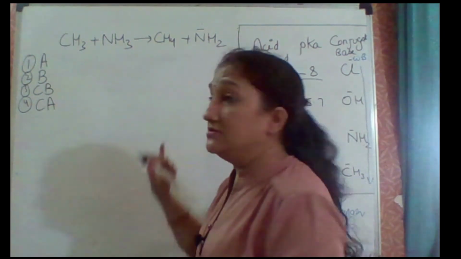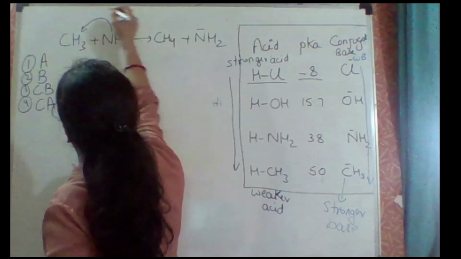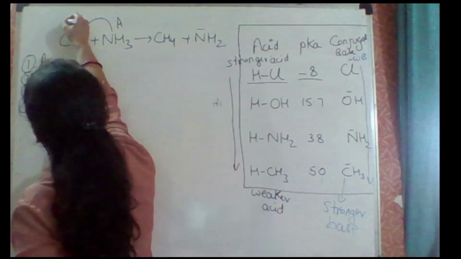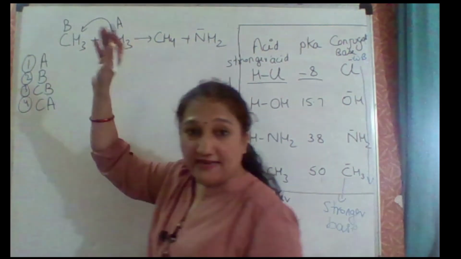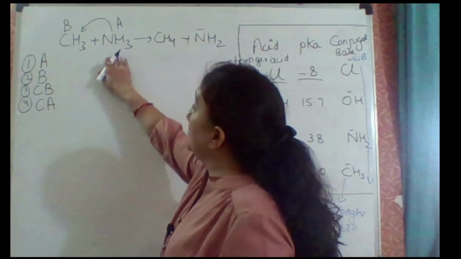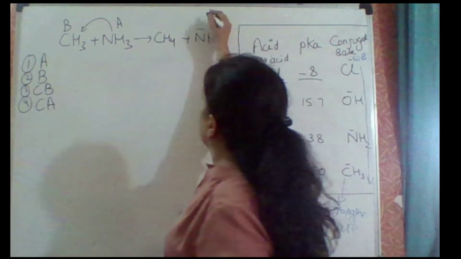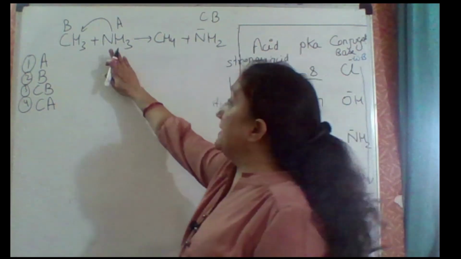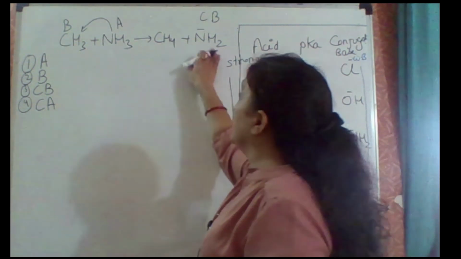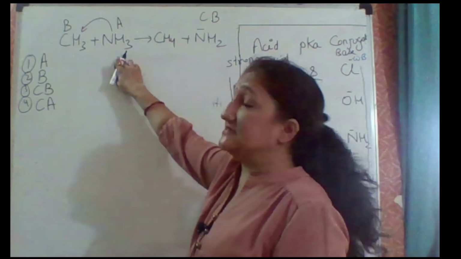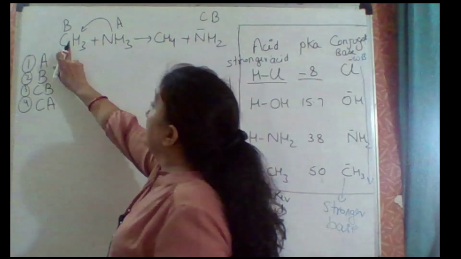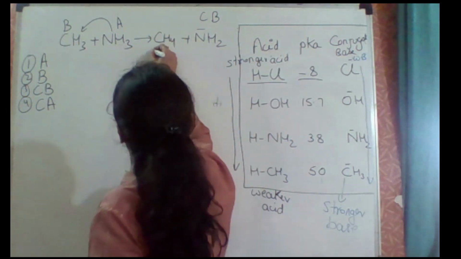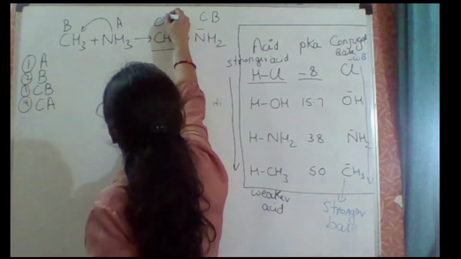In this reaction, since ammonia is donating a proton, this is our acid, and CH3 is accepting the proton, therefore CH3 is our base, right? Now ammonia after donating a proton becomes NH2, therefore this is our conjugate base, because by definition an acid after donating a proton becomes the conjugate base of that acid, right? Similarly, CH3 base after accepting this proton becomes CH4. So therefore this is our conjugate acid.